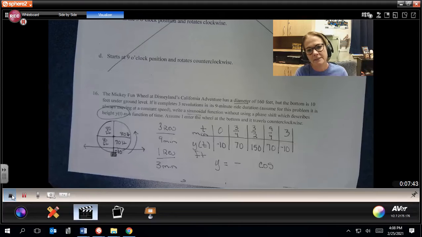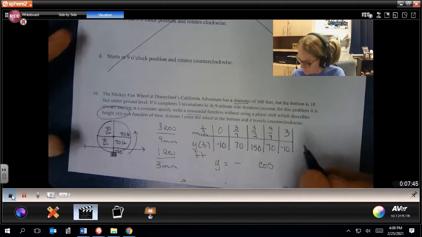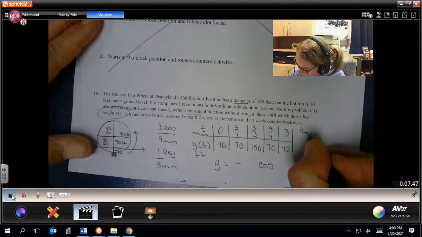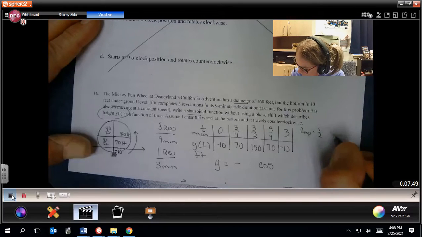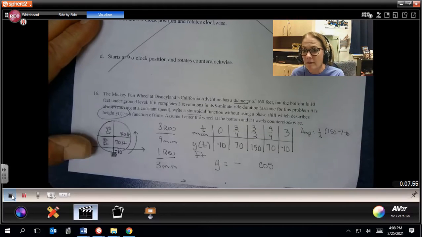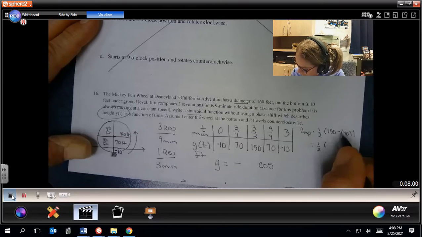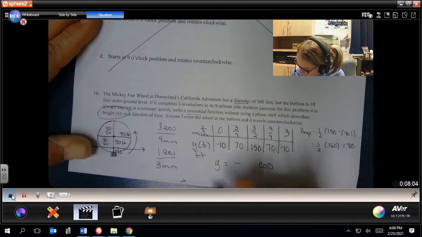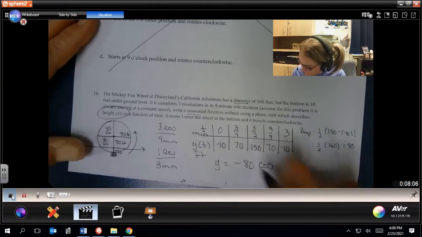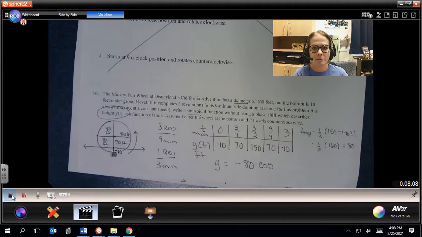All right, so, what is our amplitude? Amplitude is 1/2 max minus min. Add the opposite. That's 80. Okay, newsflash, everybody. Amplitude is going to be the same as the radius of your Ferris wheel. So there's a little tip for you.